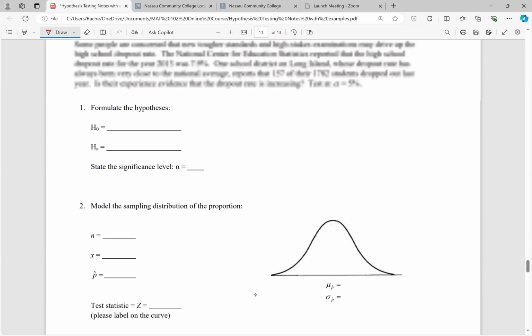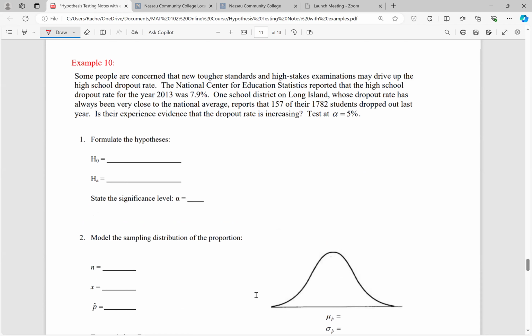Okay, so let's look at an example. Let's do example 10. Some people are concerned that new tougher standards and high stakes examinations may drive up the high school dropout rate. The National Center for Education Statistics reported that the high school dropout rate for the year 2013 was 7.9%. One school district on Long Island, whose dropout rate has always been very close to the national average, reports that 157 of their 1,782 students dropped out last year.